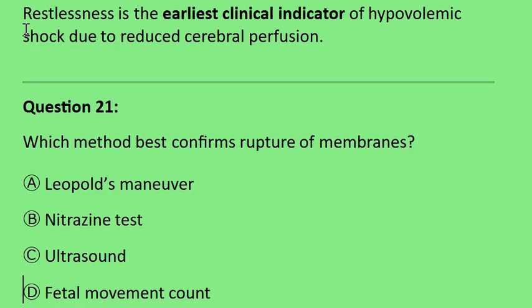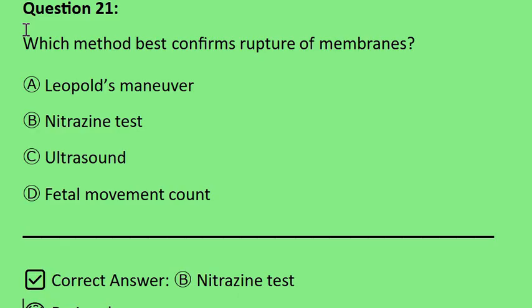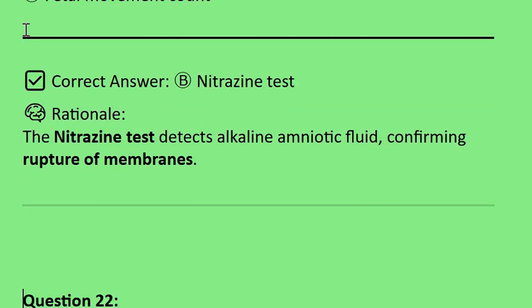Question number 21. Which method best confirms rupture of membranes? Read the 4 options and then I will give you the correct answer. The correct answer for this question is option B, nitrazine test. The nitrazine test detects alkaline amniotic fluid, confirming rupture of membranes.